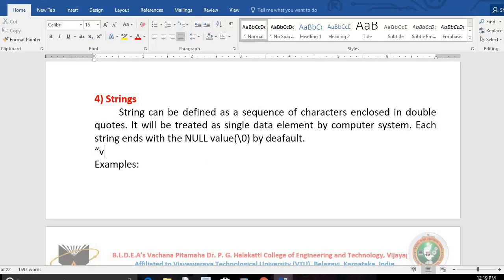For example, VTU, Belagavi, then BLDE CET, Vijaypur. These are all strings, sequences of characters enclosed in double quotes. Strings can be defined as a sequence of characters enclosed in double quotes. It will be treated as a single data element by the computer system. VTU Belgaum is a single data element for the computer.